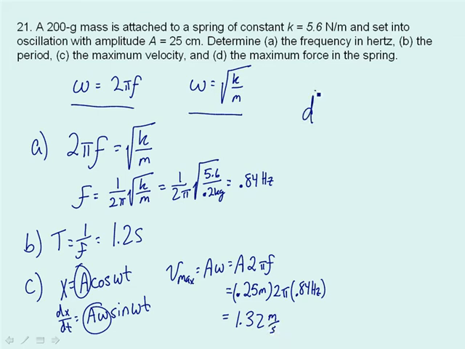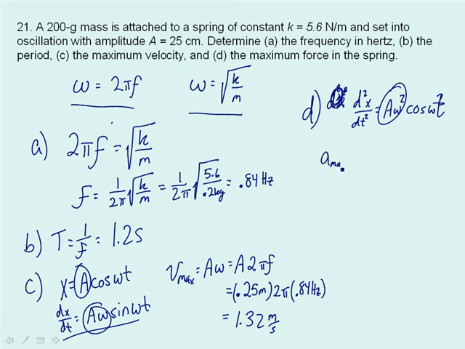And then finally in part D, if I carry this a step further, I want to know what d squared x dt squared is, that is the derivative of this function, and it is going to be a omega squared cosine of omega t. Alright, so this is my maximum acceleration. The maximum acceleration is a omega squared.